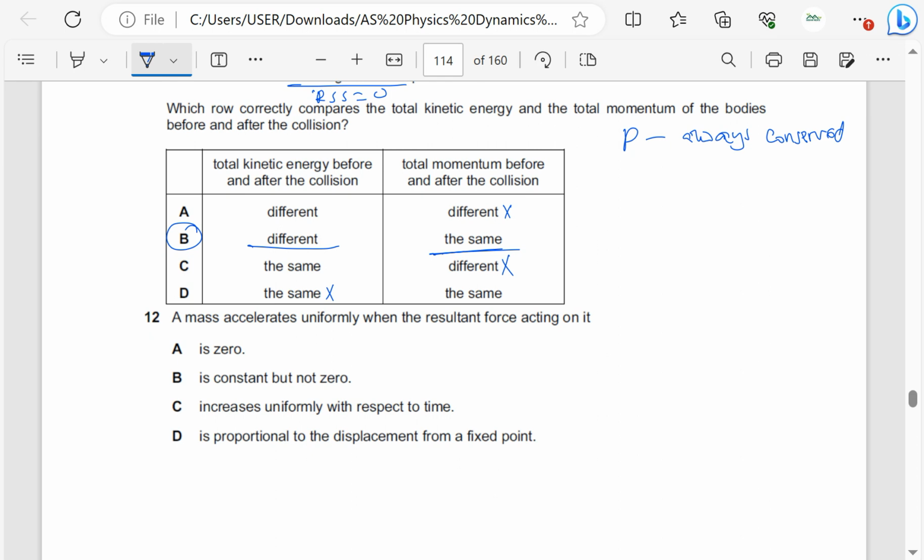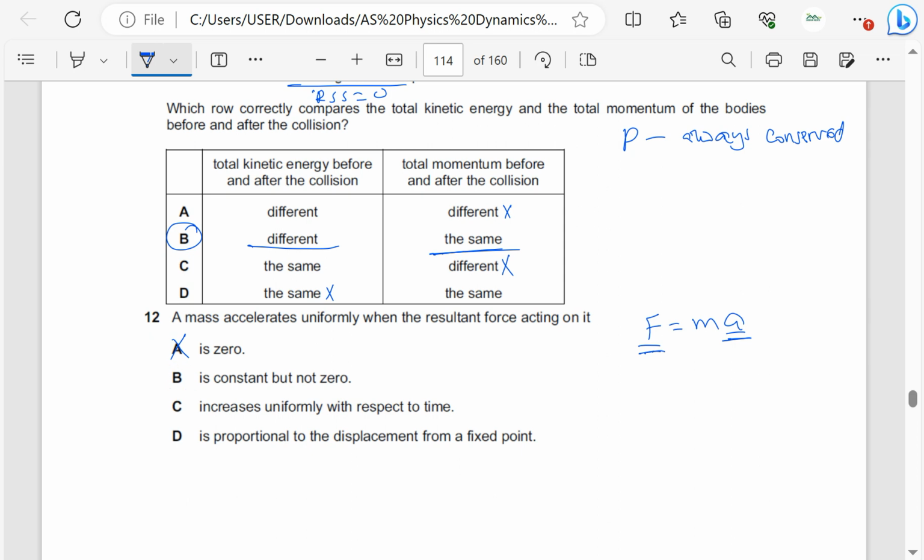A mass accelerates uniformly when the resultant force acting on it is uniform, because force is equal to mass times acceleration. If acceleration is constant, the resultant force should also be constant and not zero, because it is accelerating uniformly. So there is an acceleration which is not zero. The resultant force can't be zero because they are directly proportional. So zero is wrong. Then B is constant but not zero, because uniform acceleration means constant acceleration. So the force should also be constant but not zero. So the answer is going to be B.